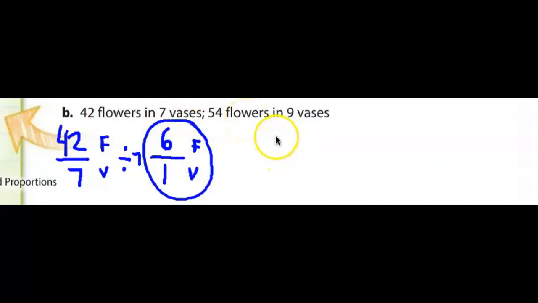Now I want you to write the rate for the second one, 54 flowers in 9 vases. Go ahead and write that for me. Very good. You should have written 54 flowers for every 9 vases. We want to divide this to create a unit rate. What number do I divide 9 by to equal 1? Answer that for me. Very good. We're going to divide by 9. So 9 divided by 9 is 1. And 54 divided by 9 is what number?